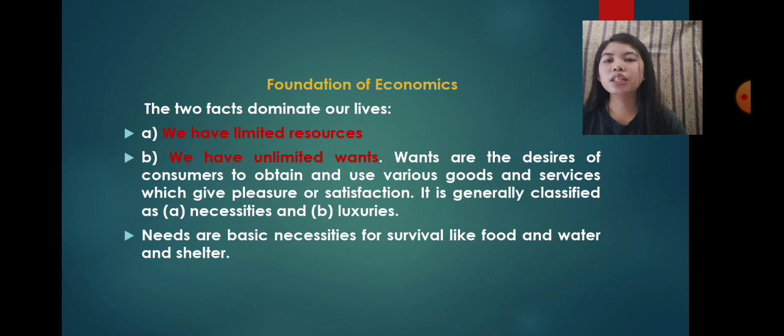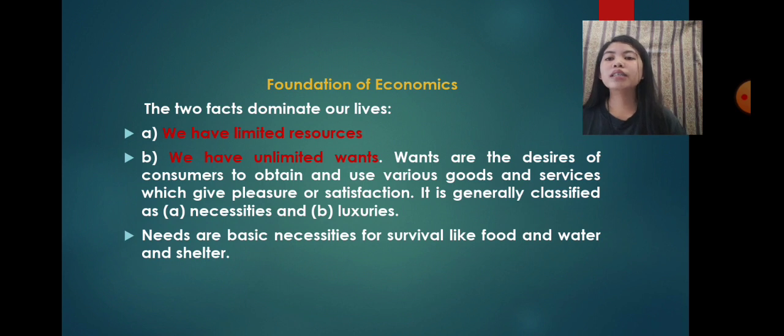So it is generally classified as first necessities and the luxuries. So what we have is unlimited wants, though we have limited resources. We all know that humans are always unsatisfied with what we have. We always want this, even though we have everything in our lives.